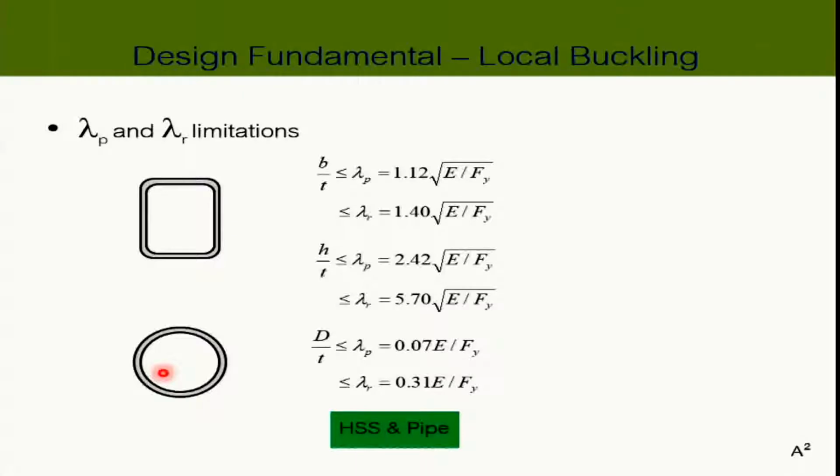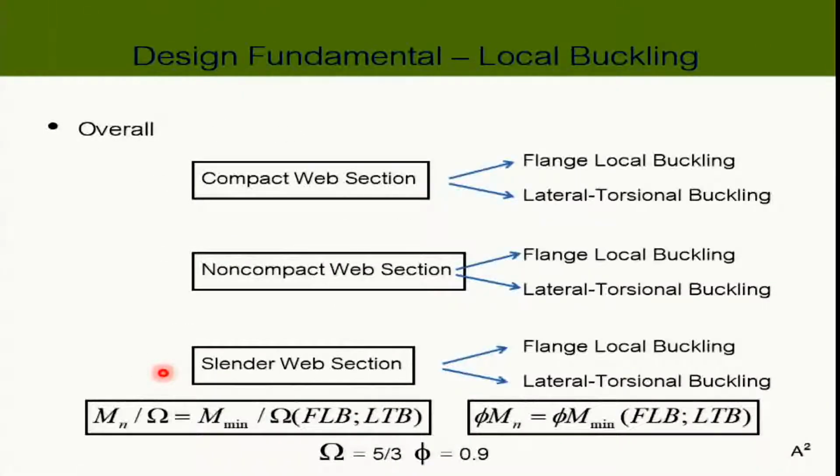And the overall picture of the design will be like this. Oops. Okay, here we are. We need to check the compactness of our element first. But the way AISC categorizes the calculation is like this. You need to make sure how your web is first.